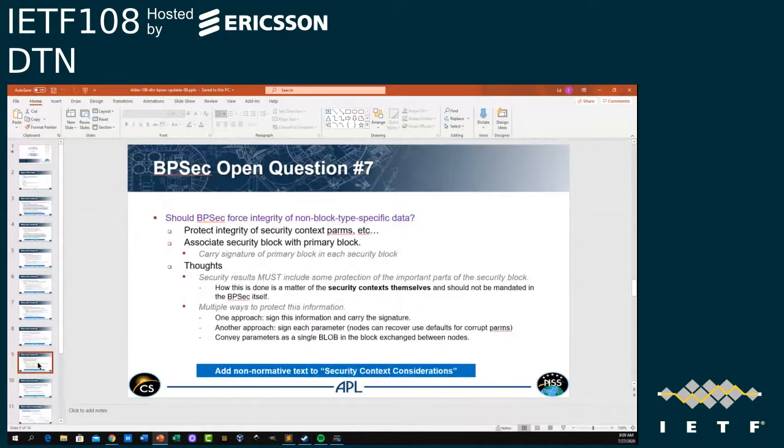Yes. 2 more. Cool. The other is, should BPSec force integrity of non-block type specific data? Is it required that a BIB or a BCB sign their security ID, security parameters, and so on? The recommendation is this is a really good idea and it should be done, but BPSec itself should not mandate it, although we can add non-normative text to explain why it is a good idea. So Rick here, I think this is classic text that should go in the security considerations of the document. This is, "do this, it's a really good idea" style text. I agree. Yeah.